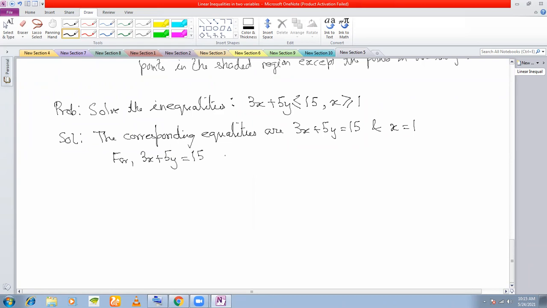if you remember, in the last class I told you how to draw the graph in shortcut. You make this coefficient 1 by dividing both sides by 15, and you already have a plus sign here, so no need to do anything on the left hand side. Simply divide both sides by 15. So you get x by 5 plus y by 3 is equal to 1, right? And x is equal to 1 you can draw as it is.